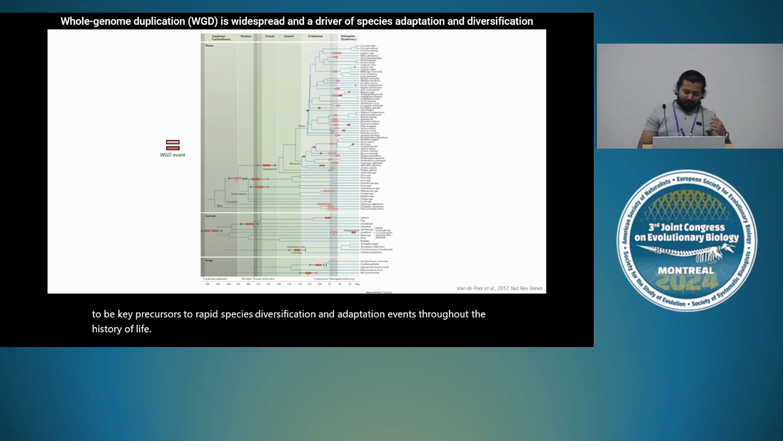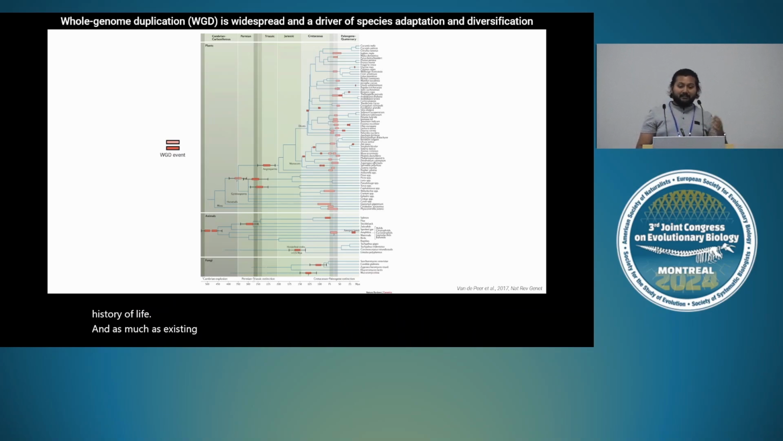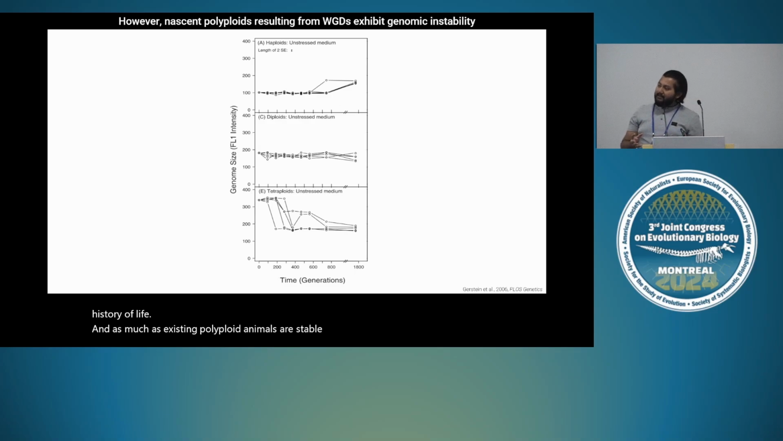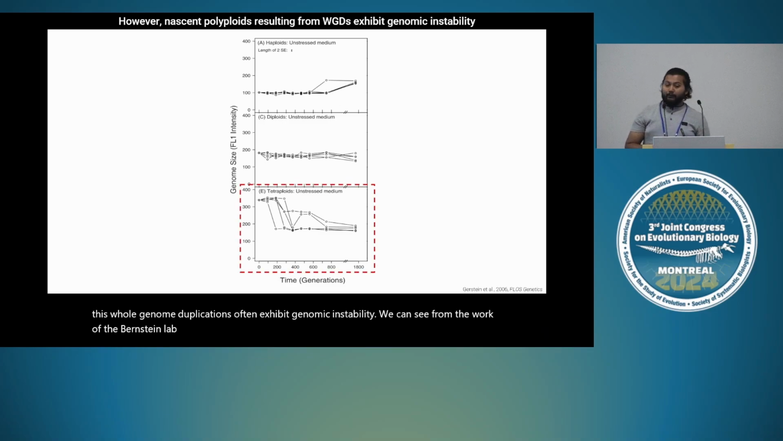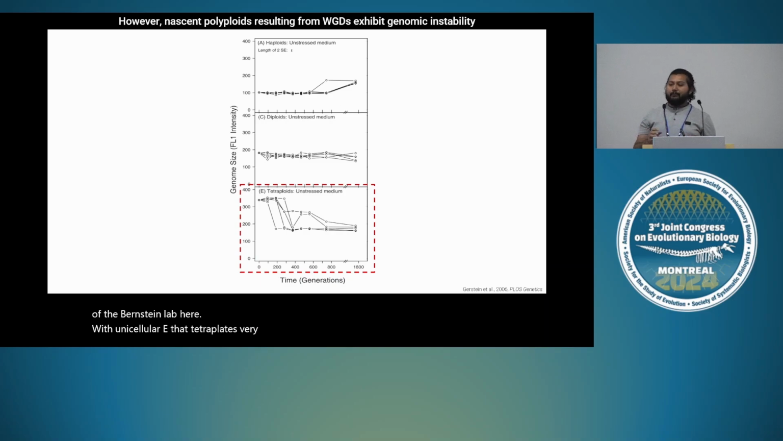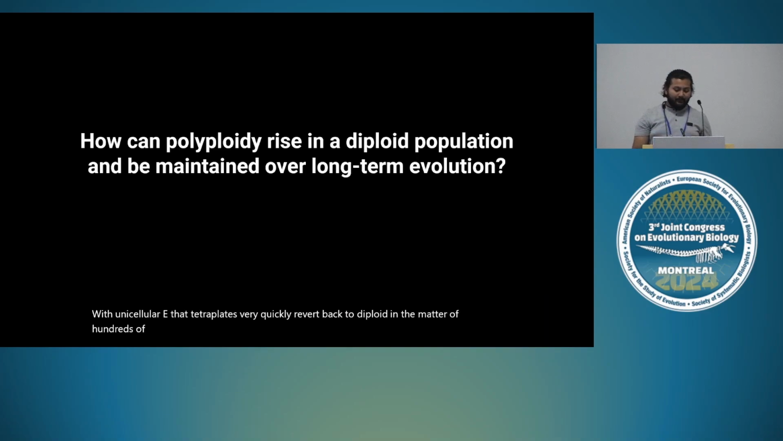And as much as existing polyploid animals are stable, new polyploids that are formed from whole genome duplications often exhibit genomic instability. We can see from the work of the Gerstein lab here with unicellular yeast that tetraploids very quickly revert back to diploidy in the matter of hundreds of generations. This raises the question of how polyploidy can rise in a diploid population and then be maintained over long-term evolution.